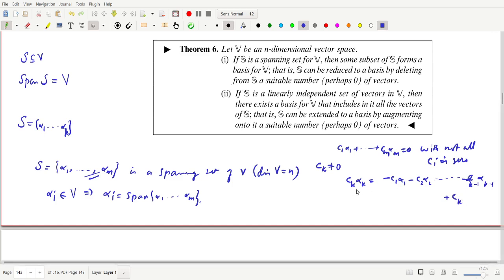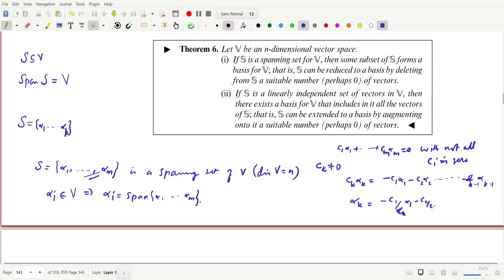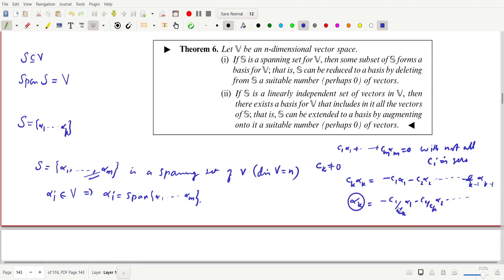So I choose the last one, the largest suffix. That means after that all the coefficients are 0. So if this is the case, we can write this is equal to this one, and alpha k can be expressed as minus c1 by ck alpha 1 minus c2 by ck alpha 2 and so on. Okay, this shows that this alpha k is a linear combination of alpha 1, alpha 2, etc., alpha k minus 1. Okay, so which shows that you can remove alpha k from this set.